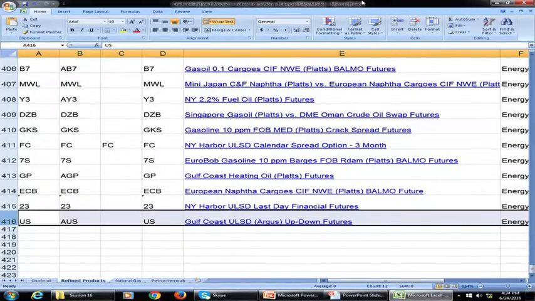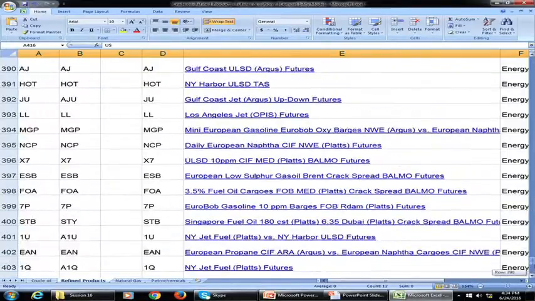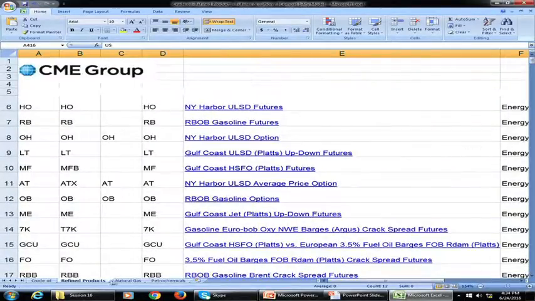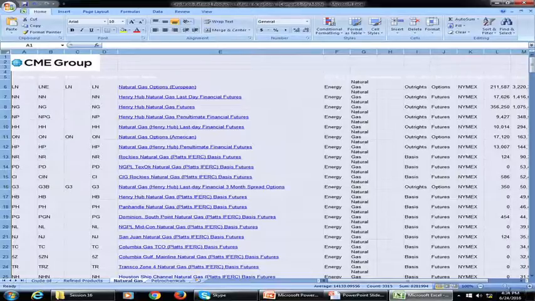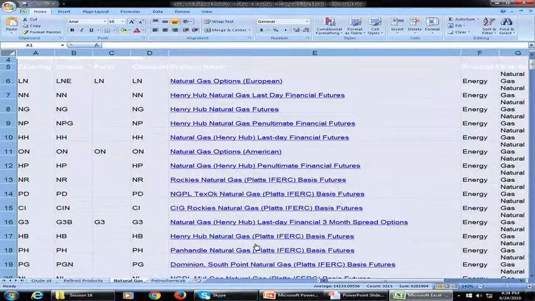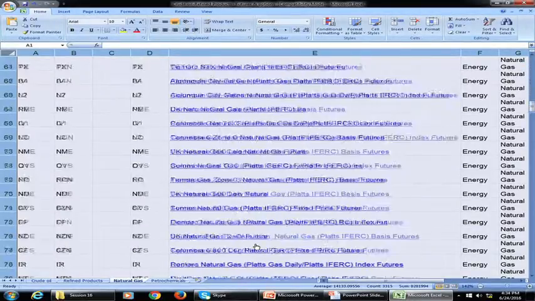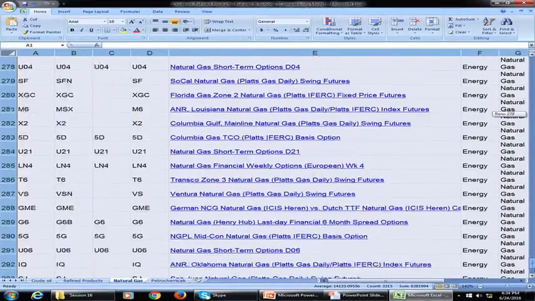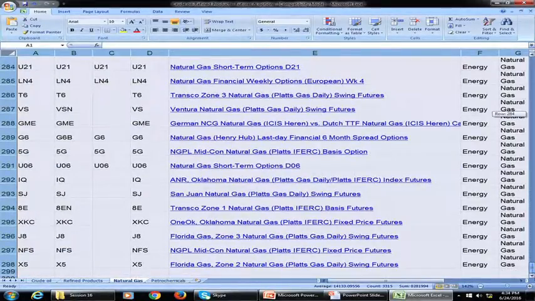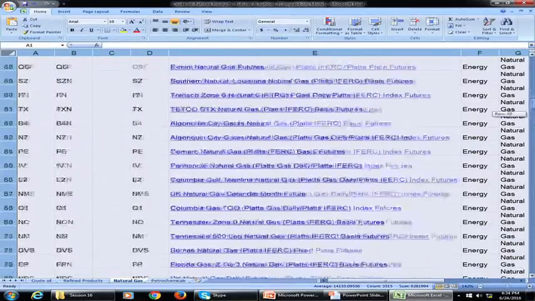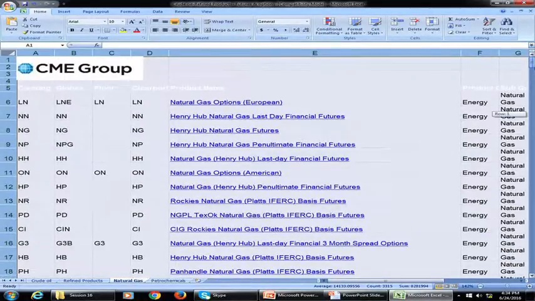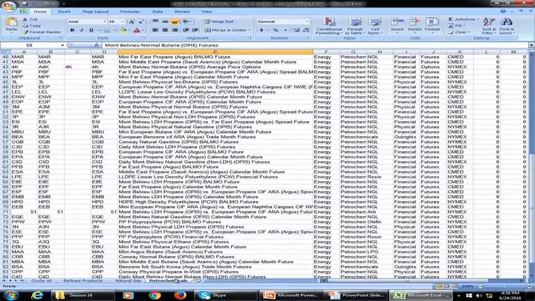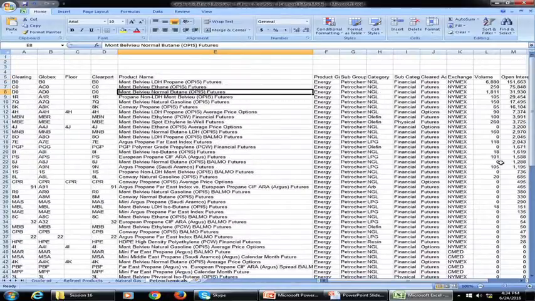If you are more interested, please go to the CME website. What I am discussing today is just giving you a touch and feel of the different varieties or types of derivative contracts which are available for trading in organized exchanges. Under natural gas, you have 298 contracts. Of course, all these contracts may not be trading with equal liquidity. Some contracts may be trading more.